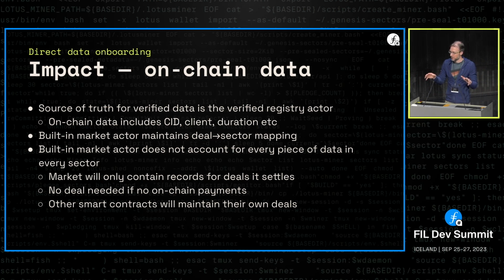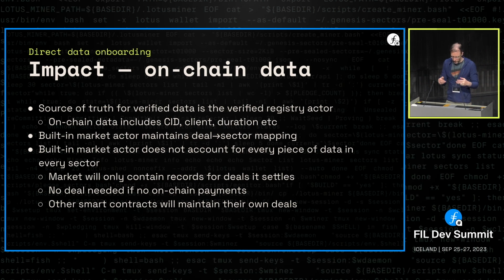After this change, there can be a verified record with no deal because there's no client payments. So if you want to understand what verified data is, the verified registry actor state includes most of the things you want to know. It includes the client, the term, the piece CID and size, the provider. It's got all the stuff except how much the client has to pay, because this is not a deal with payment. But you have to look there instead of looking in the built-in market state.